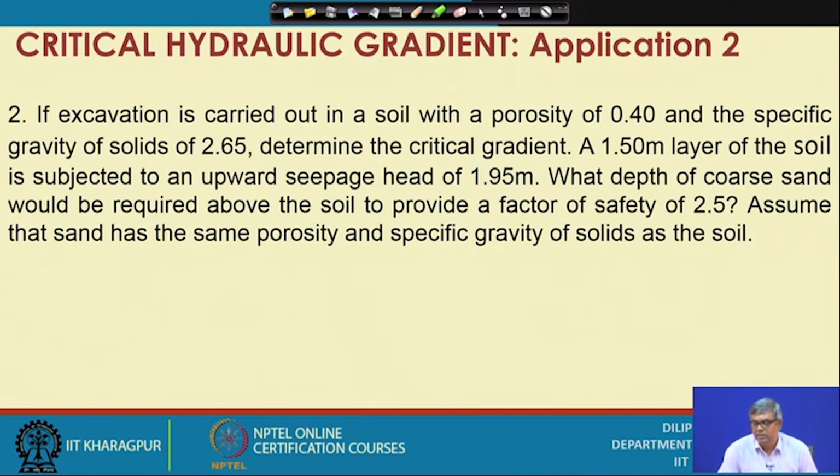The next part is a 1.5 meter layer of the soil subjected to an upward seepage head of 1.95 meter.